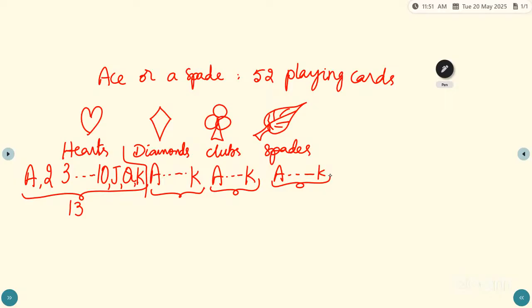Here the important thing is that "ace and spade" and "ace or spade" are both very, very important. Here the question is given: an ace or a spade. Now you tell me, do you have a card which is both ace and spade?